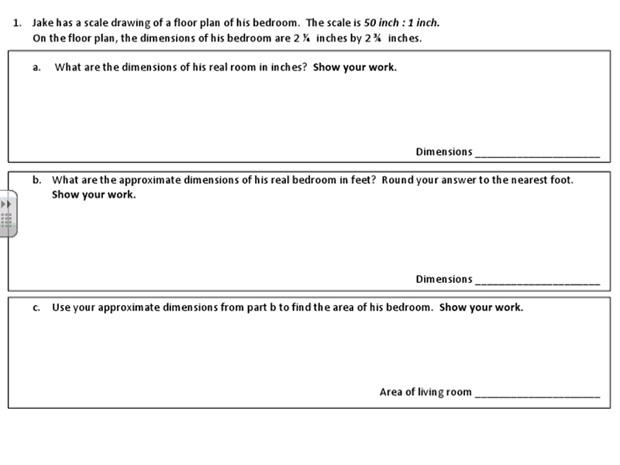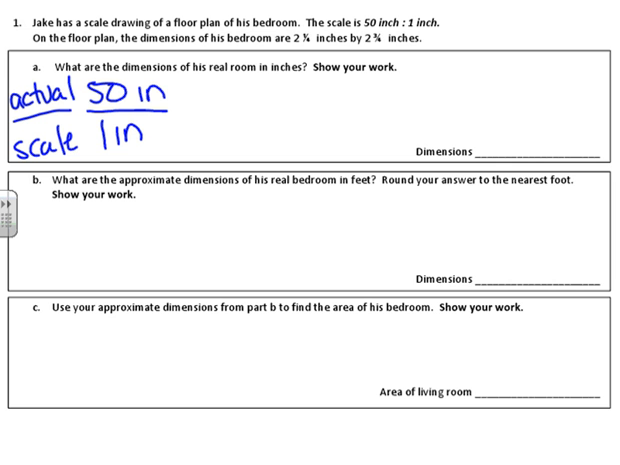All right, number one, Jake has a scale drawing of a floor plan of his bedroom. The scale is 50 inches to 1 inch. So we can start by setting up a proportion where we have our ratio written as a fraction, and I'm going to label this the actual over the scale amount. This is how I'm going to set up both of the proportions.